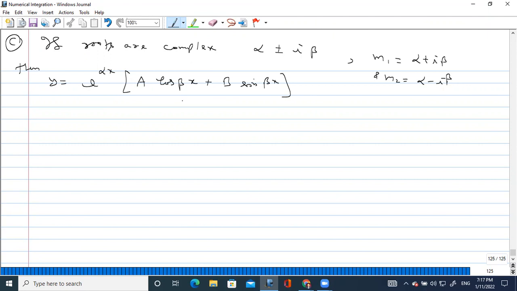You can correlate this also, because there plus minus i was there. Once it was D square plus 1 equal to 0, we have taken D square equal to minus 1, D equal to plus minus i. Here alpha value is 0. So we have used y equal to a cos x plus b sin x. Like this we have used. Okay. So you can correlate it.